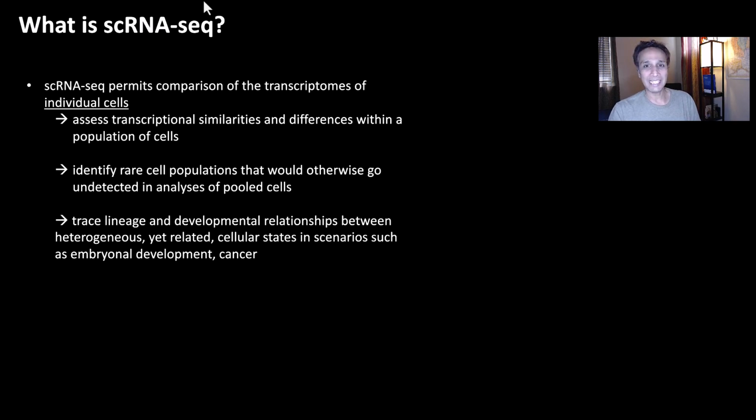But what is it useful for? Assessing transcriptional similarities and differences within a population of cells. So when you read these at a single cell level, you have information down to a single cell level. Then by looking at this collection of cells, you can say that something is happening in this part of the tissue compared to the other part of the tissue.